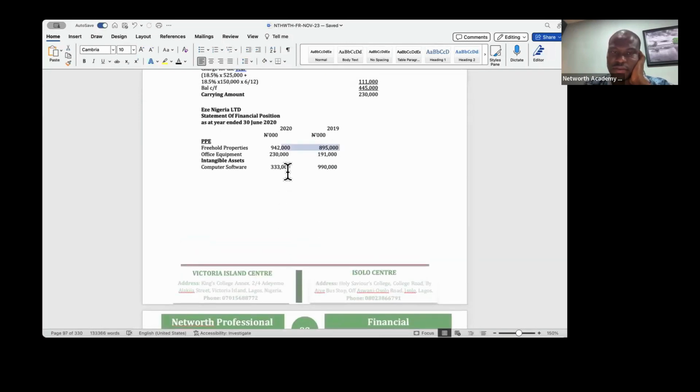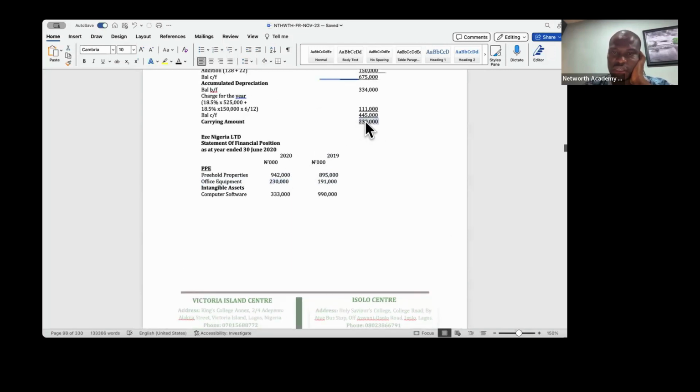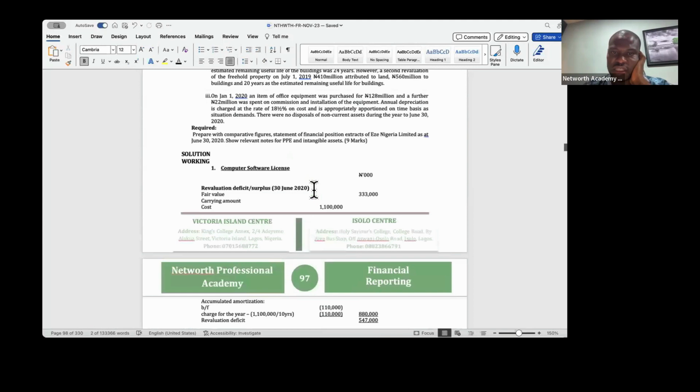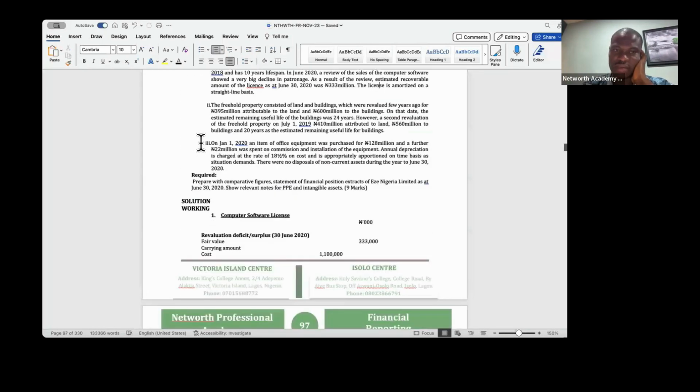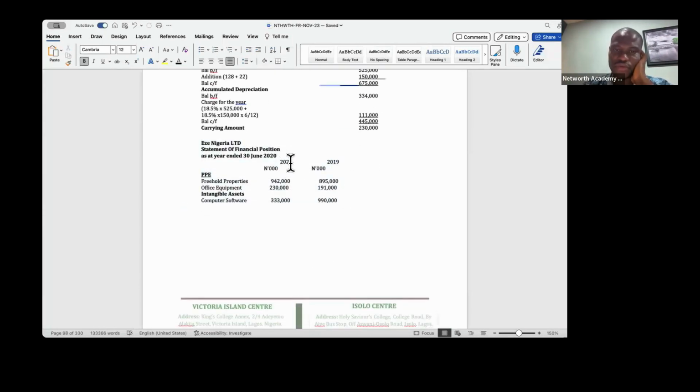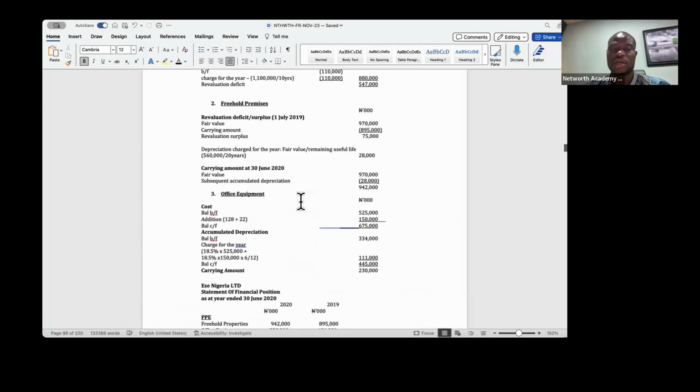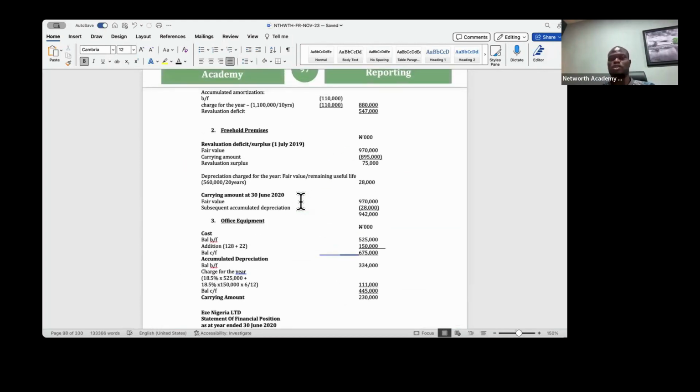So 895. For the office equipment, this is 230, which is this 230 here, plus the opening in the fixed asset schedule up there. Then the computer software, the fair value of 333, and the opening value of 990 here. And that's my statement of financial position, both for the year and comparative figures. That would be my opening balance, and that would be for the 9 marks, and that's that. So we are done for intangible assets.